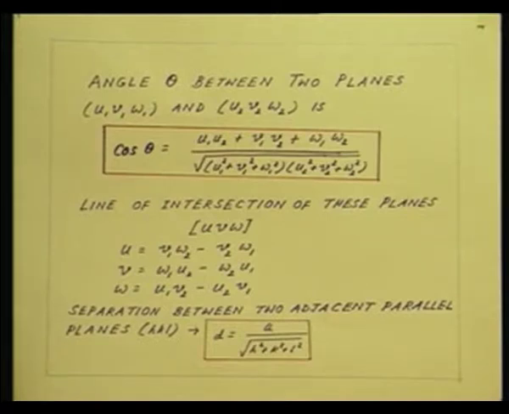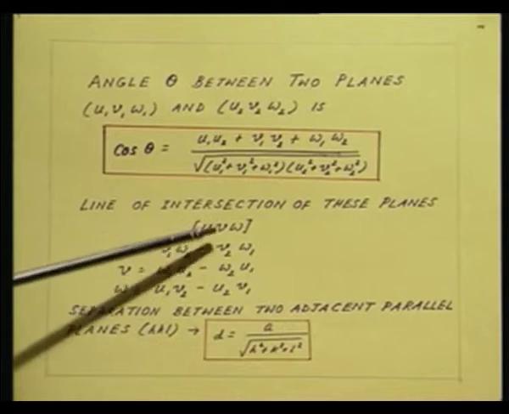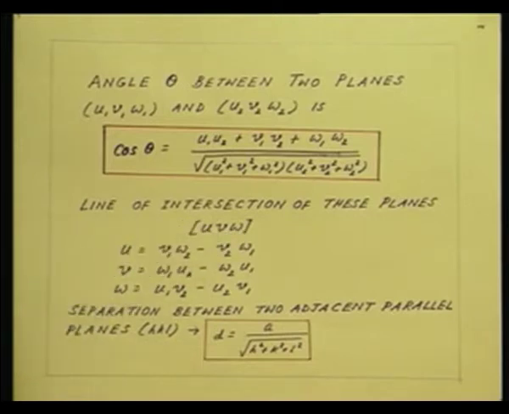Also, these planes will intersect at a line, and the line direction is given by UVW, where U is V1 into W2 minus V2 into W1, V is W1 into U2 minus W2 into U1, and W is U1 V2 minus U2 V1. This is the line of intersection between two planes.